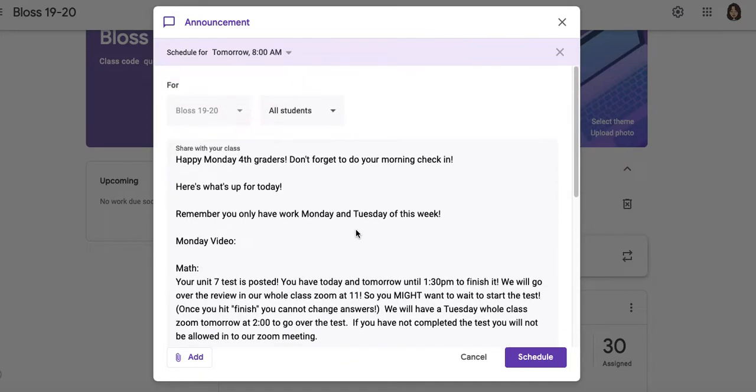Here's what is up for today. First of all, do not forget to do your morning check-in under the tab called Just Checking In. Make sure you fill that out so I know how you're doing today and what you might need help with.